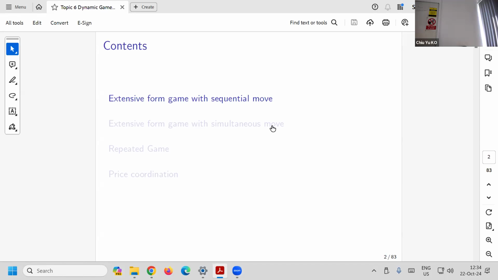Or the one who moves first is a long run player, and the moves in the second stage are short run players, right? So that is also possible. Maybe a bank decides how to lend their money out, and the investors decide whether they trust the bank and keep the money in the bank, and so on and so forth.